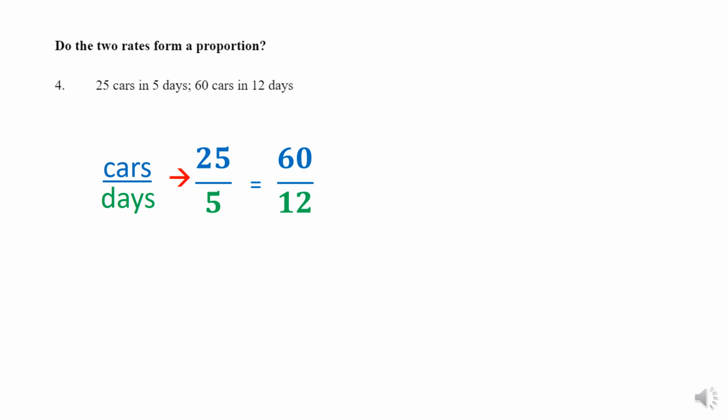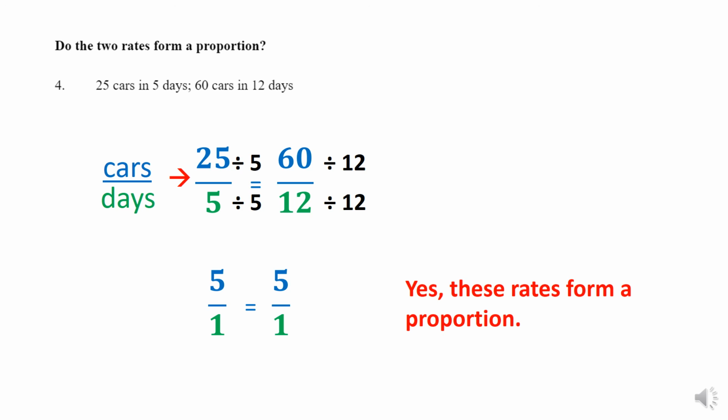Because I'm looking and I'm thinking, 25 doesn't go into 60 evenly. 5 doesn't go into 12 evenly. But thinking back a couple problems, we could turn these into the unit rates. Oh yeah, because 25 divided by 5, that's a whole number. What do we get? We get 5 over 1. Okay. All right, what about the other one? 60 divided by 12. Divide top and bottom by 12. We get the same thing. 5 over 1. Wonderful. So yeah, they're proportional. Yes, these rates form a proportion.